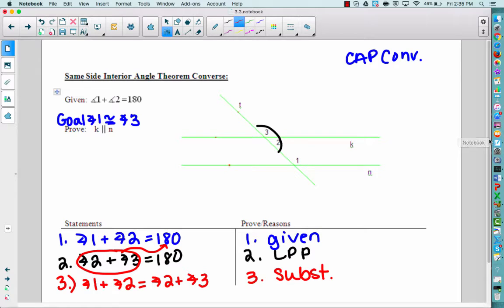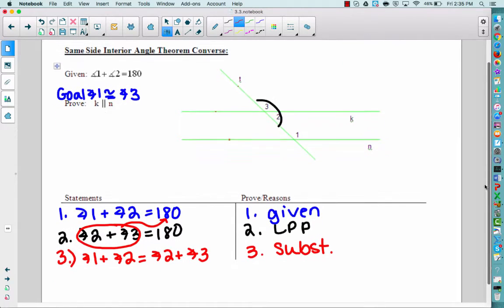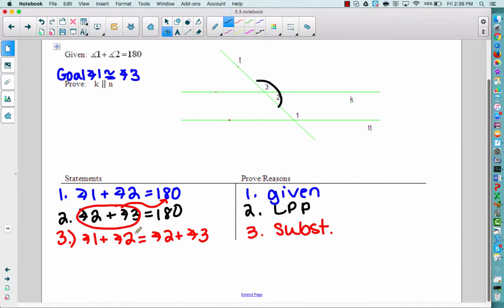All right, so I'm hoping that your head's spinning a little bit because you're starting to see what you need to do to get to your goal. My goal is angle 1 and angle 3 on opposite sides of the equals. Right now I have them on opposite sides, but that 2 is in the way and I want to get rid of it.